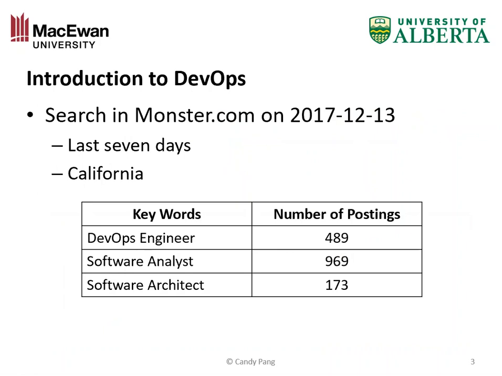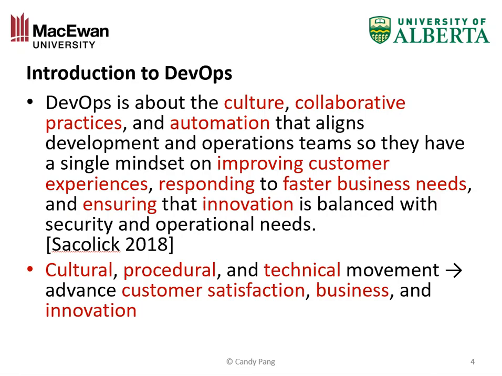To understand the popularity of DevOps in industry, we search for DevOps job postings. There were a significant number of postings for DevOps practitioners. But what is DevOps? DevOps is not only about technology. In short, DevOps is a cultural, procedural, and technical movement to improve customer satisfaction, business, and innovation.